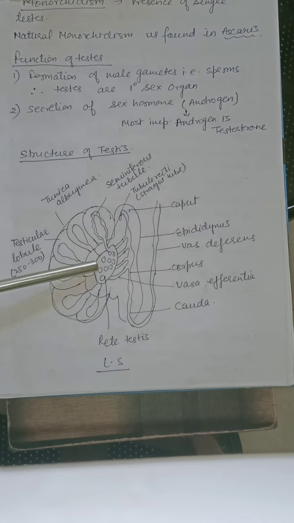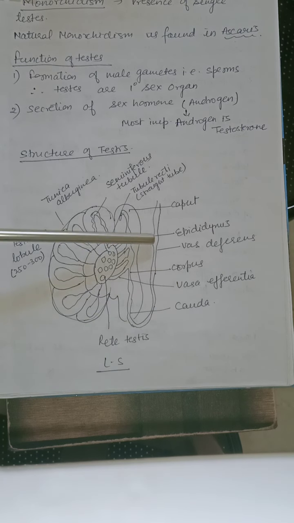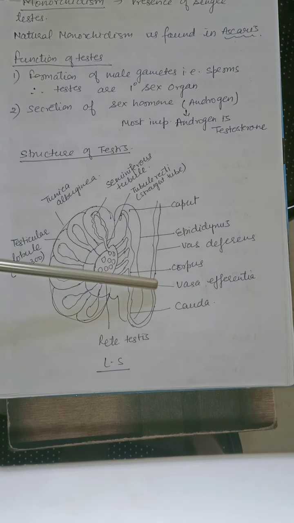Tubuli recti form the rete testis. From the rete testis emerge the vasa efferentia. Vasa efferentia lead to the epididymis, and the epididymis leads into the vas deferens. Vas deferens ascends, runs upwards into the abdomen.